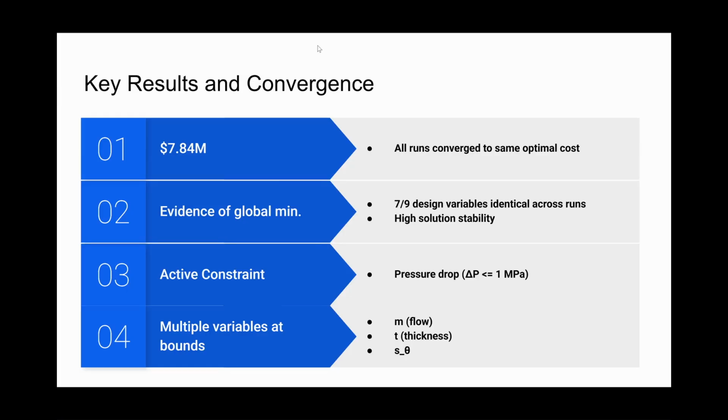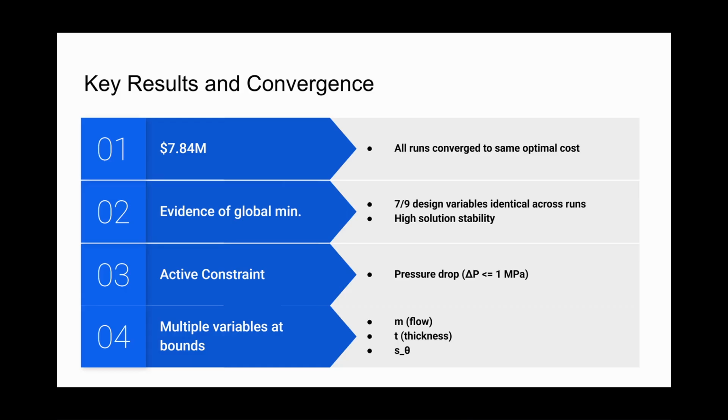Our optimization results show strong and consistent convergence across all runs. Regardless of the initial starting point, every run converged to the same optimal cost of approximately $7.84 million, which was mentioned previously, but I really wanted to emphasize that. This provides strong evidence that we identified a global minimum rather than a local solution. In addition, 7 out of the 9 design variables were identical across all runs, indicating high solution stability.